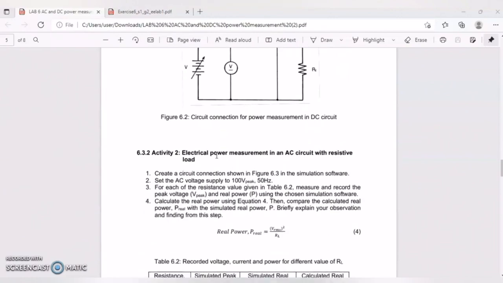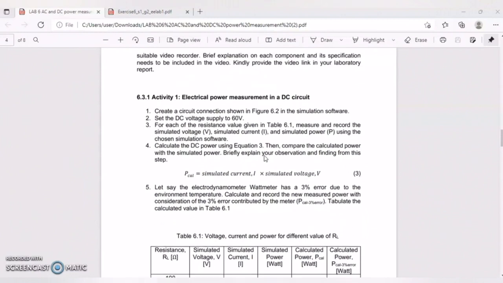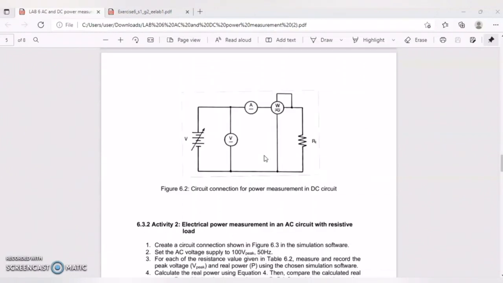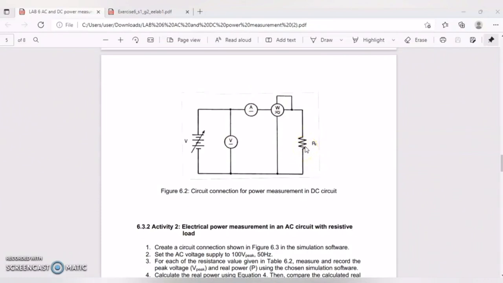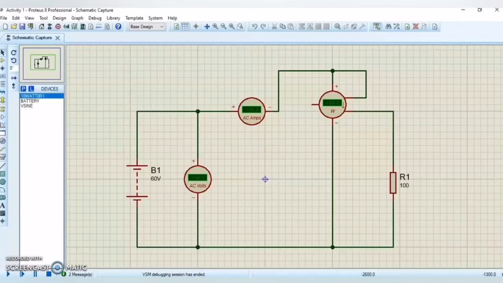Okay, this is the circuit for simulation. This is the DC voltage, and then this is the ammeter, voltmeter, and RL. The resistance is cumulative, from 100 to 500, and we need to find the simulated voltage, simulated current, and simulated power. So this is the circuit.